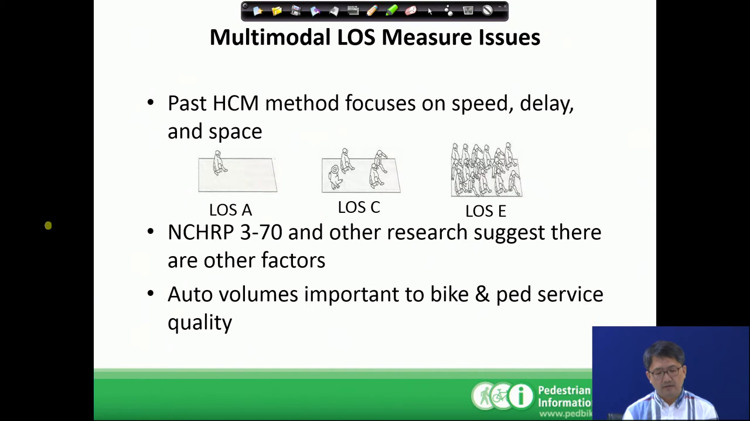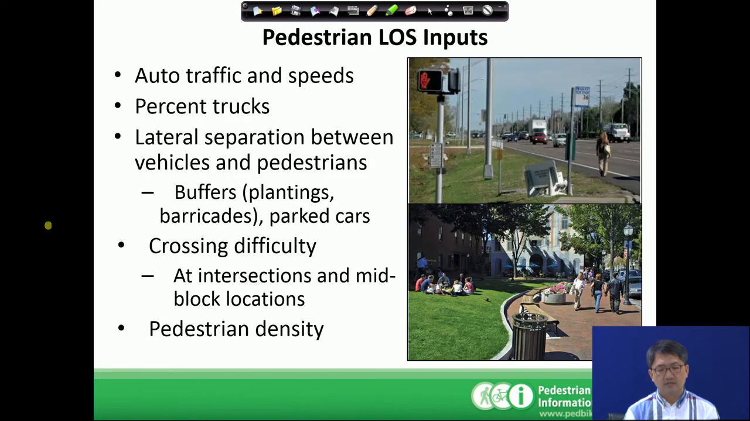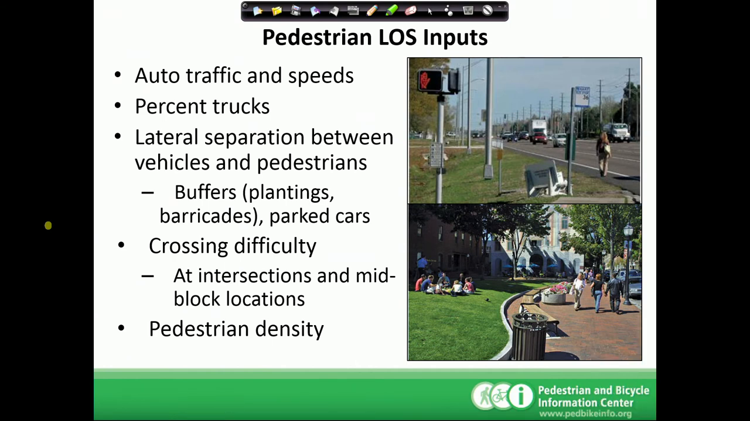Also, vehicle volumes are key to bike and pedestrian quality of service. So the inputs for pedestrians are the vehicular traffic, speeds, and percentage of trucks, because trucks often need a longer time to stop, possibly causing a crash as well. And separation between vehicles and pedestrians is important. Sometimes you have a curbside separation as well. Sometimes you don't, you only have a shoulder, and it's not safe for pedestrians to walk or even bicycles to travel on it.